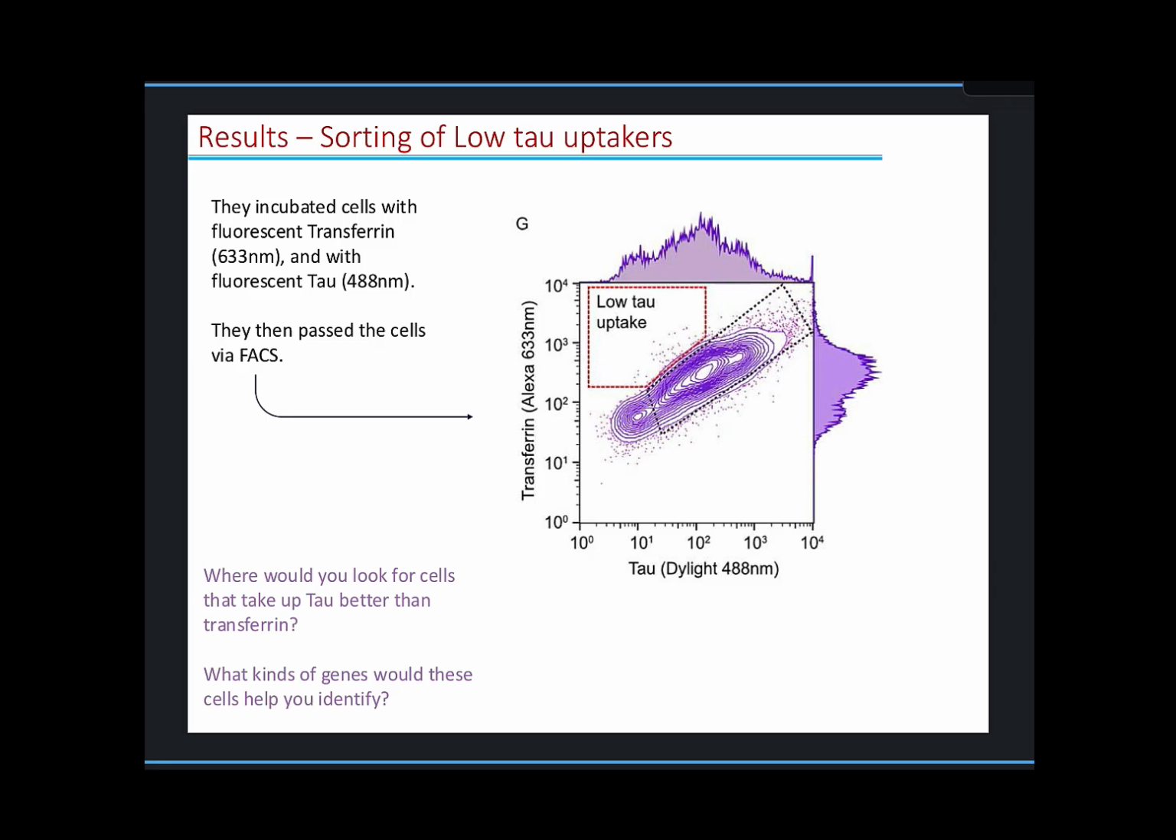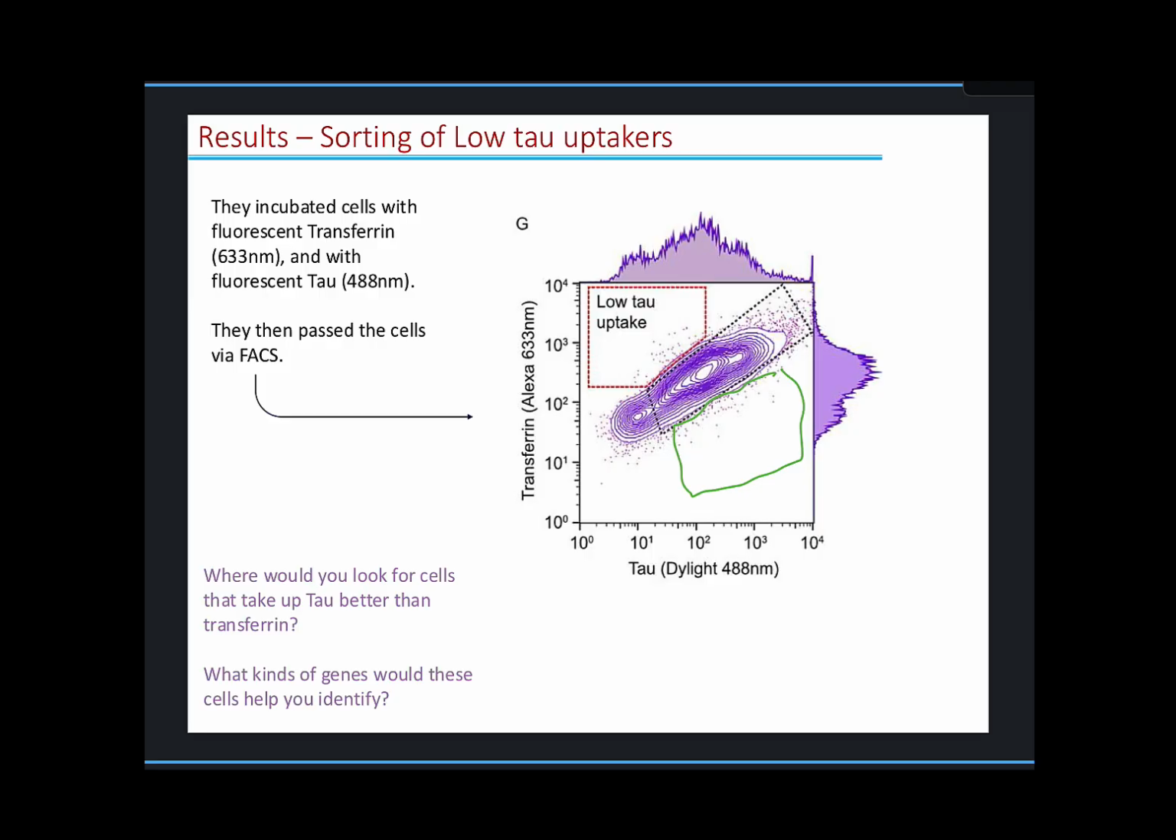In a way, Gabi, back to your question, I have a question here. Where would you look for cells that take up tau better than transferrin? You asked it yourself a minute ago. So where would you look for those? The bottom right. So by drawing a symmetrical thing, something like that, right? You're looking for cells that are off that diagonal, taking up green fluorescence better than red fluorescence, right?